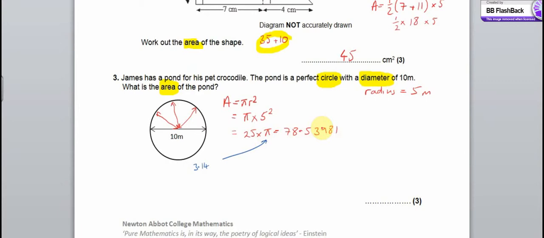Okay, so I'm not going to write all this down as my answer, I'm going to round it off to 78.5. And I'm noticing that there's a blank here where units are. So this is about area. The measurement is in meters, so this is going to be square meters because area is measured in squares.